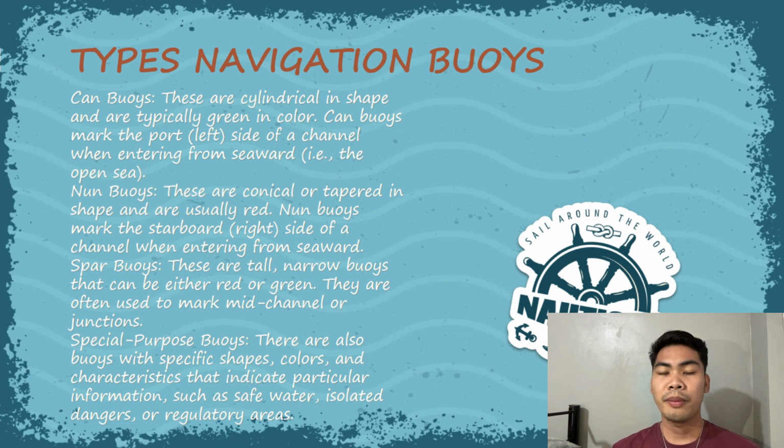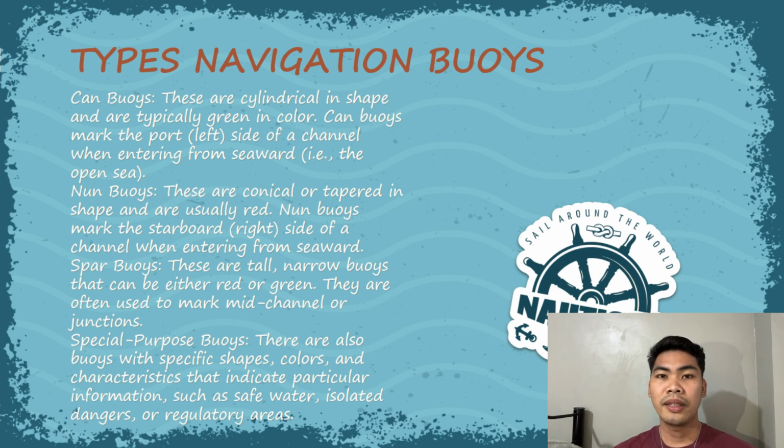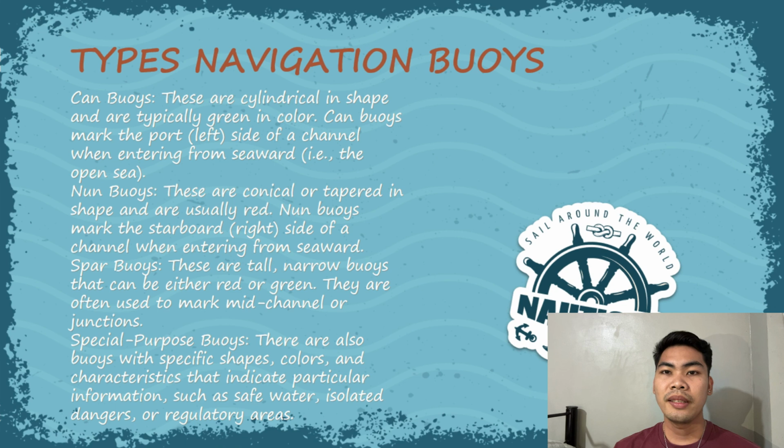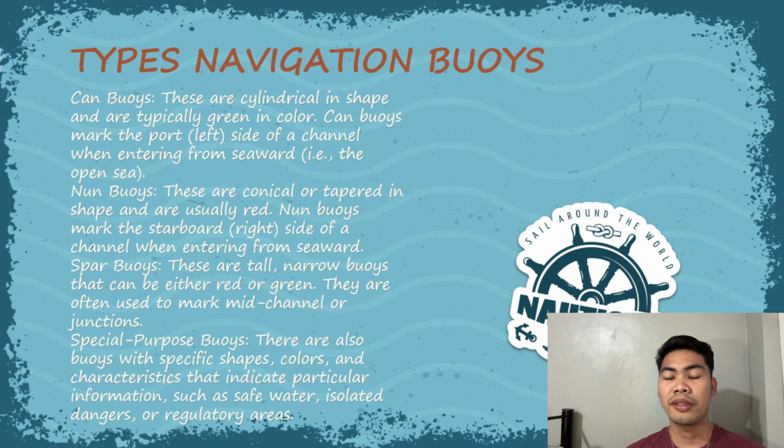Third is the spar buoys. These are tall, narrow buoys that can be either red or green. They're often used to mark mid-channel or junctions. And last is the special purpose buoys. There are also buoys with specific shapes, colors, and characteristics that indicate particular information, such as safe water, isolated dangers, or regulatory areas.